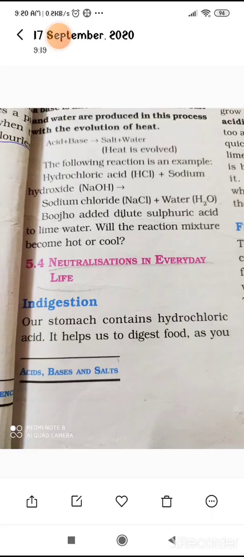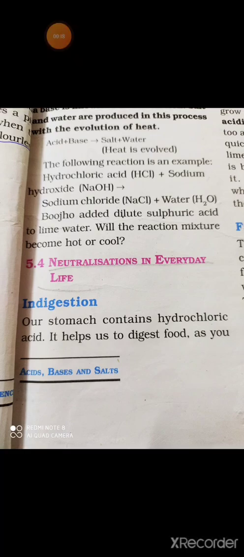So the next topic is neutralization in everyday life. The first topic is indigestion. You know that our stomach contains hydrochloric acid, and it helps to digest the food. But too much acid in the stomach causes indigestion. If there is too much acid, the food becomes too acidic, and the stomach rejects the food. Indigestion is caused by excessive secretion of HCl.